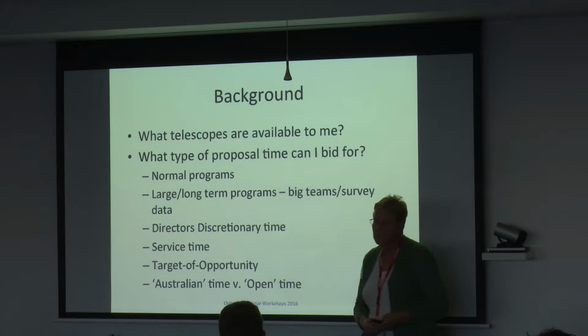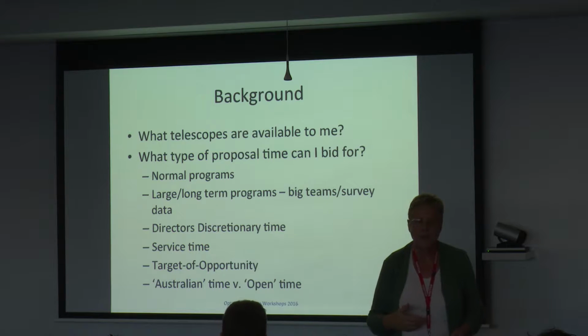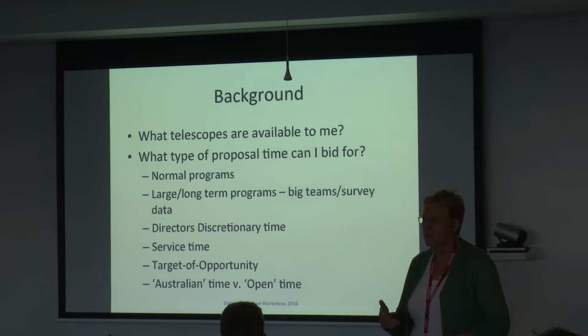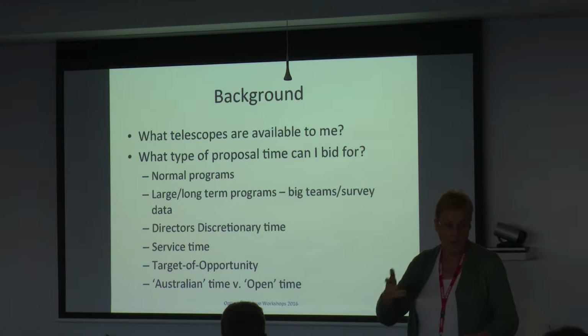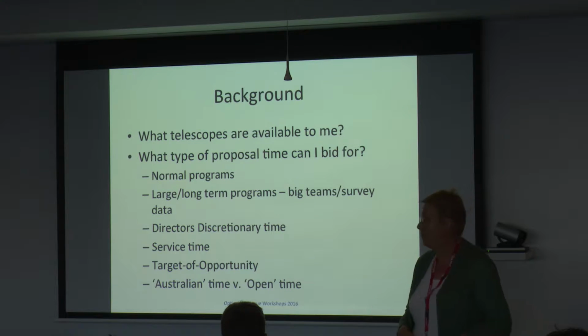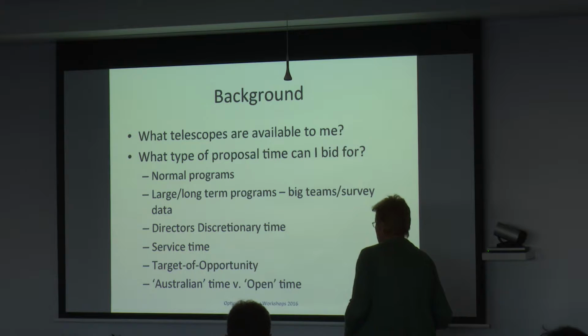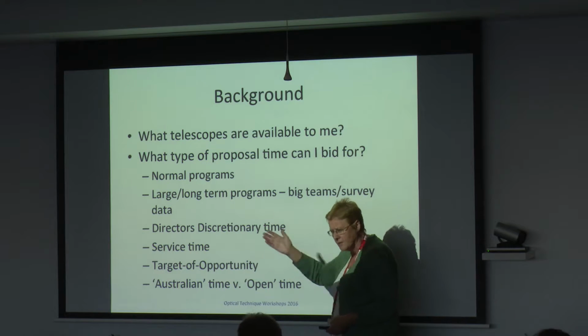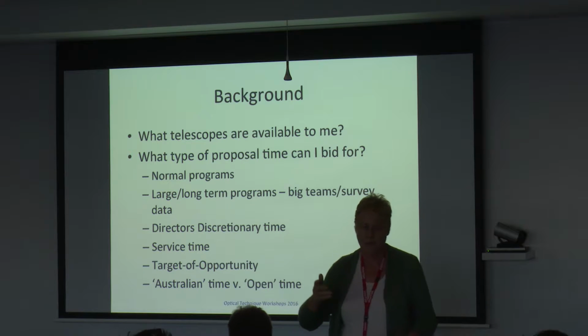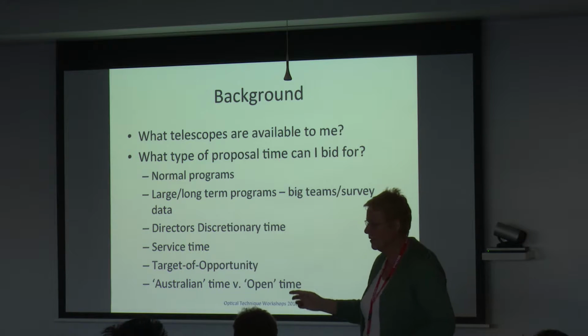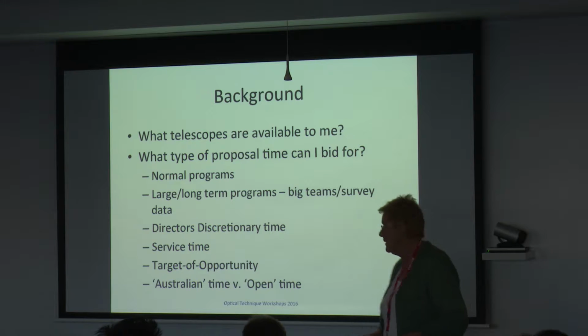Target of opportunity is about timing. So you're chasing supernovae or something like that, and you don't know when one is going to come up, but you've got a pretty good idea it will, so you can get approval for a target of opportunity, and then you can get an override. So when the supernova goes up, whoever's on the telescope gets bumped, and you get the time. That's basically how it works.